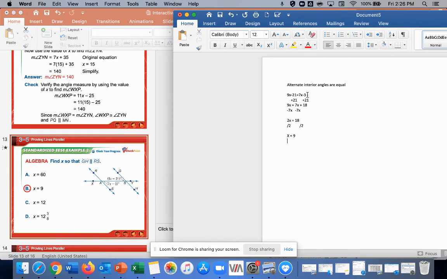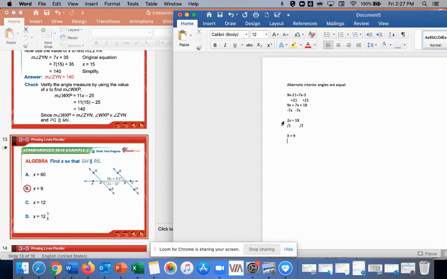9x plus 1 equals 7x minus 3. Add 21 to both sides. 9x equals 7x plus 18 because the 21 cancels out. 7x minus 3 plus 21 is 18. So 7x plus 18. Subtract 7x from both sides. 9x minus 7x is going to be 2x. 7x minus 7x cancels out. Just like 18 drops down.